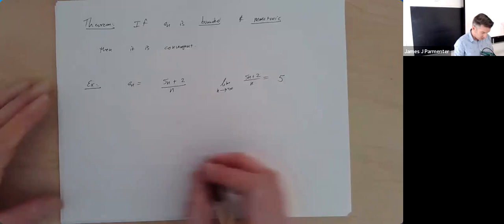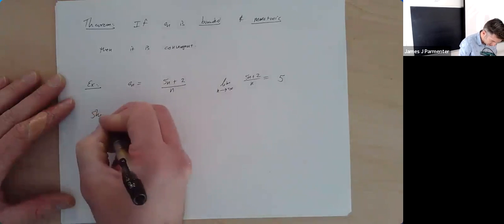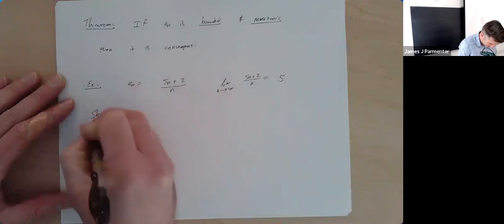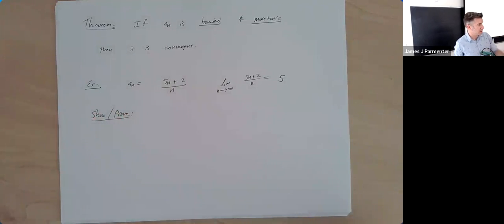But now we want to actually show it. Show, prove it. Okay, great. So we're going to do the two things. We're going to show that it's bounded, and we're going to show that it is monotonic, meaning it's either increasing or decreasing. I don't actually know if it's increasing or decreasing yet. I'm going to write down some terms.